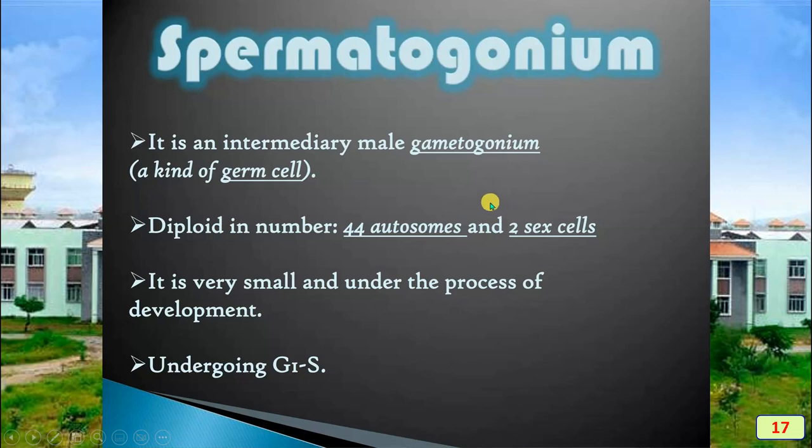Then the spermatogonium is the intermediary male gametogonium, that is the first cell, a kind of germ cell or germ plasm, diploid in number, with 44 autosomes and two sex chromosomes present. It is very small and undergoing development.